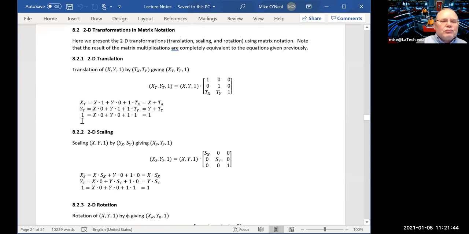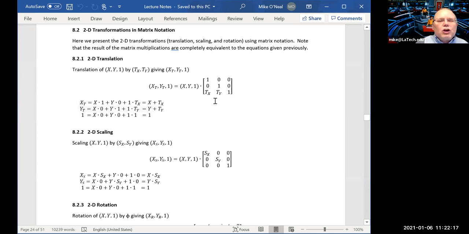And in case you were interested, 1 is equal to 1. It doesn't hurt to say 1 is equal to 1. It's telling you something you already know and something that's not very germane, but it's true, and you could say 1 equals 1 if you wanted to. Well, these equations: X translated is the original X plus the translation factor in X, and Y translated is the original Y plus the translation factor in Y, and 1 is equal to 1.